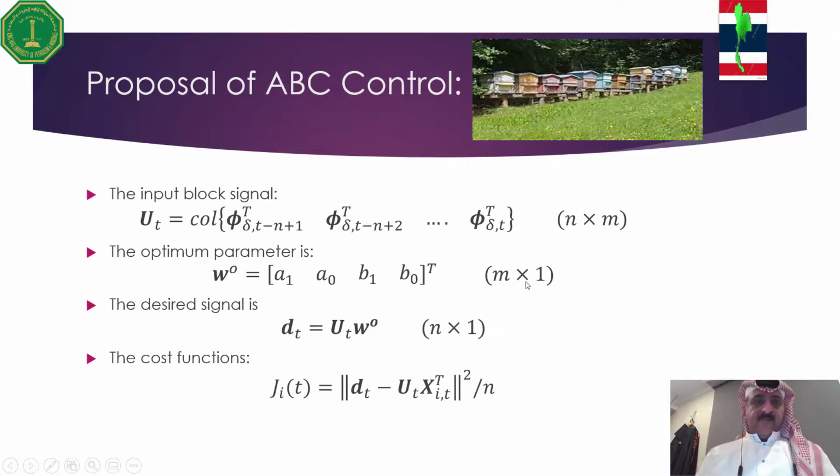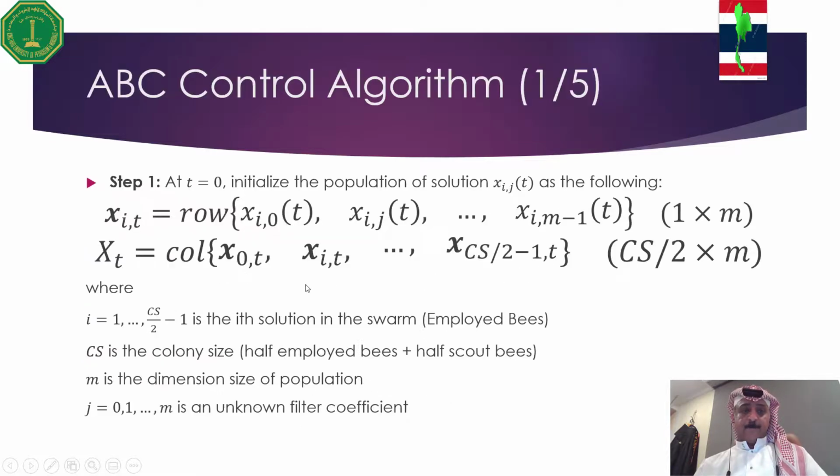Now if we use the proposed ABC heuristic method, the input block signal is this one. Remember, this is the data, and these are the optimum parameters we need to estimate and the known parameters. The desired signal is the multiplication of U and W. And this is the cost function. We need to minimize this cost function in order to have a good estimate.